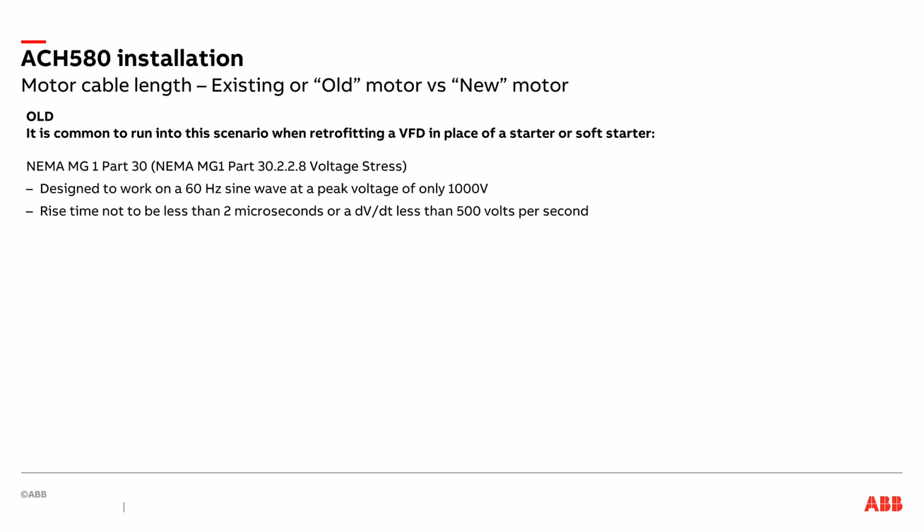It's not uncommon in a retrofit situation where you're putting a VFD in place of a starter or soft starter to run into an older installation of motors. These motors may be compliant to the NEMA MG Part 30 standard. In this case, they'd be designed to work with a 60 Hz sine wave with a peak voltage of only 1000 volts and a rise time not less than 2 microseconds or a DVDT less than 500 volts per microsecond.